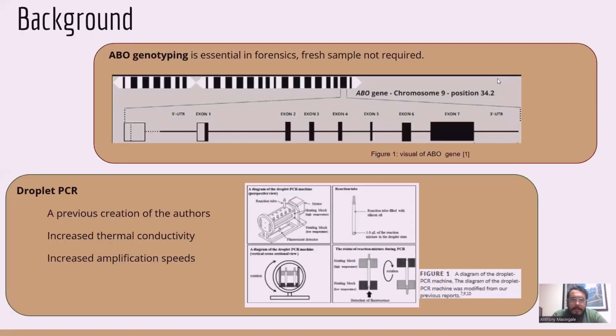ABO genotyping is an essential technique in many fields because this technology does not require the use of fresh blood samples. This study offers a new way in which ABO genotyping is possible at much faster speeds and comparable accuracy, all while using non-ideal blood samples. They attempt to do this by using droplet PCR technology. This technology is a previous creation of the authors and has allowed them to get PCR results at much more preferable speeds.